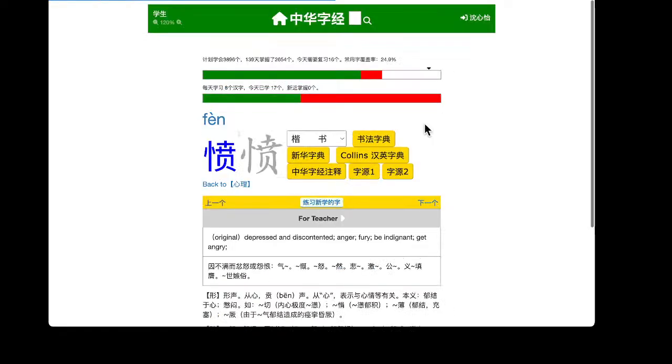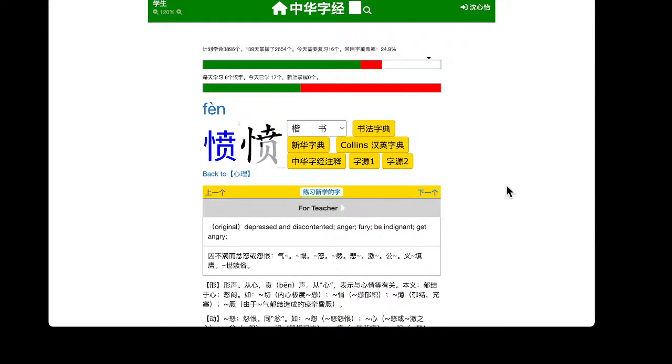Okay, next one. 愤 means, the original meaning, depressed and discontented. So basically you got suppressed and depressed, but you're not accepting it, and you feel it's unfair and you want to fight back, that kind of thing. And so what is that emotion? Basically angry, right? Fury, angry. So this one means fury, angry, and being indignant, or getting angry.